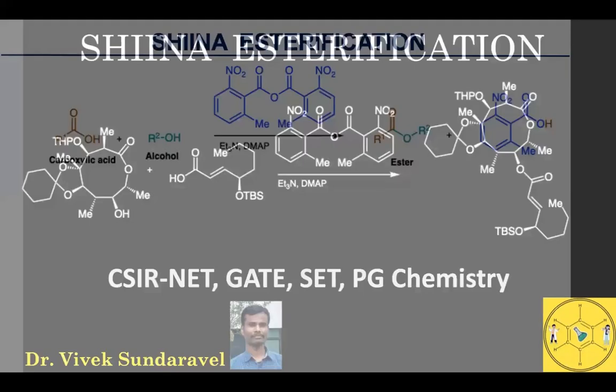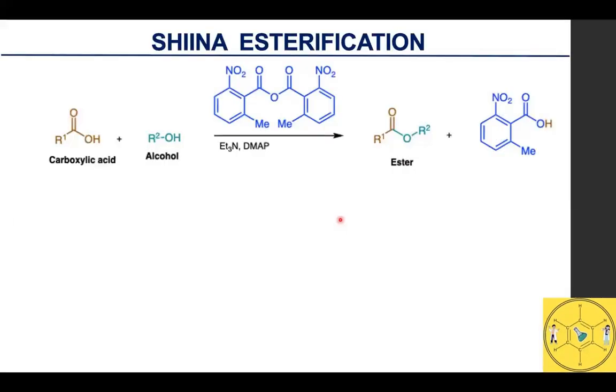Now we'll see the Shiina esterification. In Shiina esterification, two reaction conditions are known in the literature. The first one is Lewis acid promoted Shiina esterification, and the second one is nucleophilic base promoted Shiina esterification. However, in this video, we are going to see nucleophilic base promoted Shiina esterification.